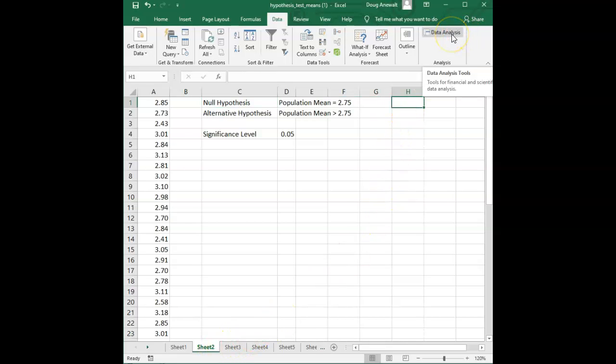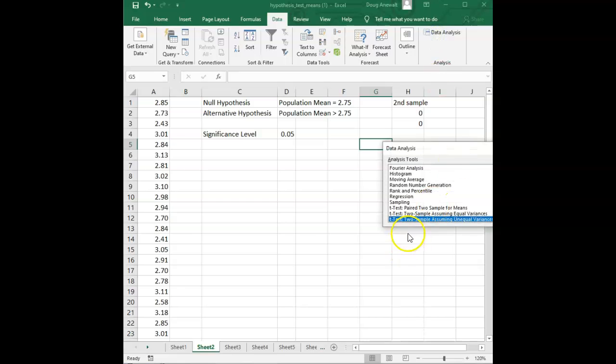Now, data analysis doesn't have a one sample hypothesis test, so you have to make up a second sample that's completely bogus, and you just want to put a couple zeros in there. This is your second sample. So we have to do that because in data analysis, we need to use the t-test.